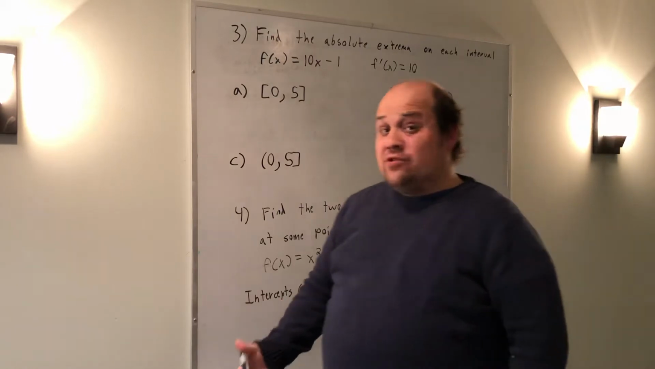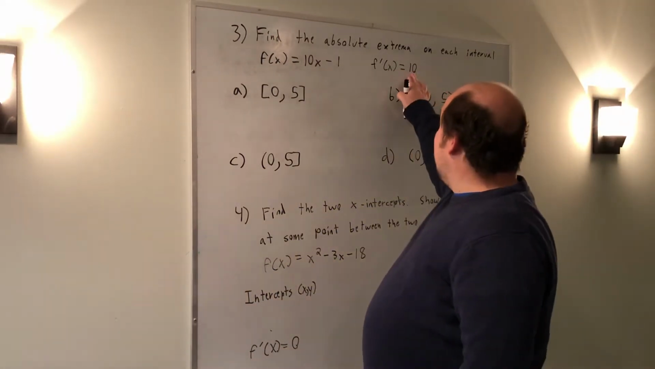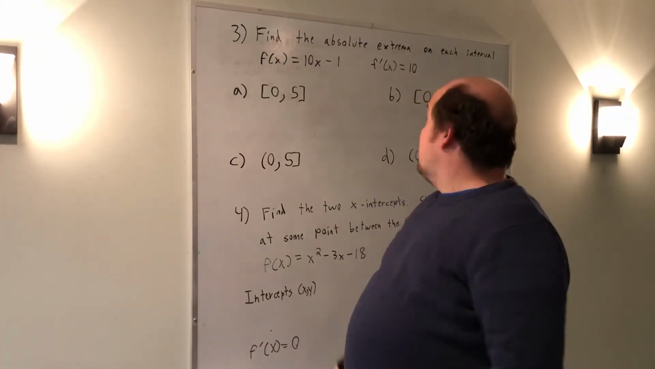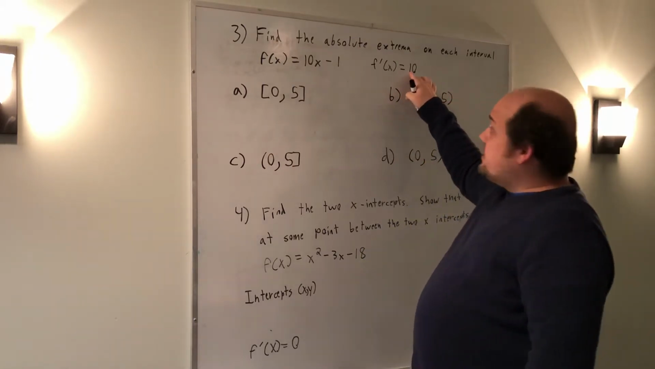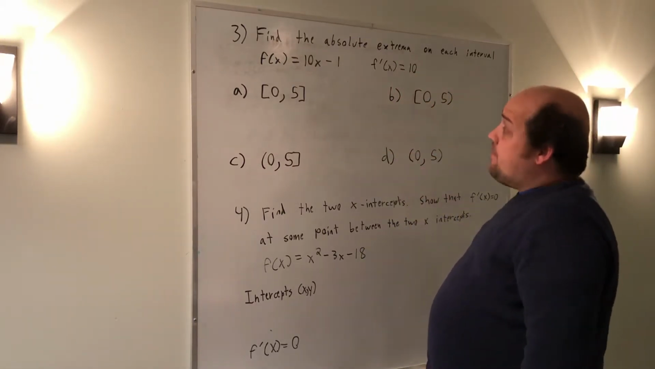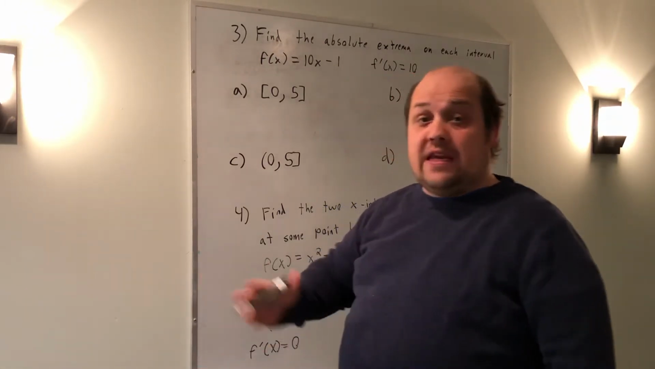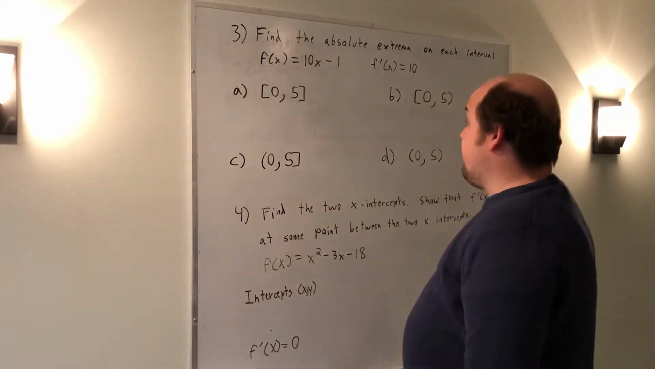What this really tells me is that there are no critical values. There's no way to set 10 equal to 0, there's no value of x which would make it 0. Really, the interesting thing about this 10 is that it's positive, which tells me that this is going to be increasing everywhere. So when I go to find absolute extrema, I really only need to plug in the endpoints. There aren't any critical numbers in between I need to worry about.